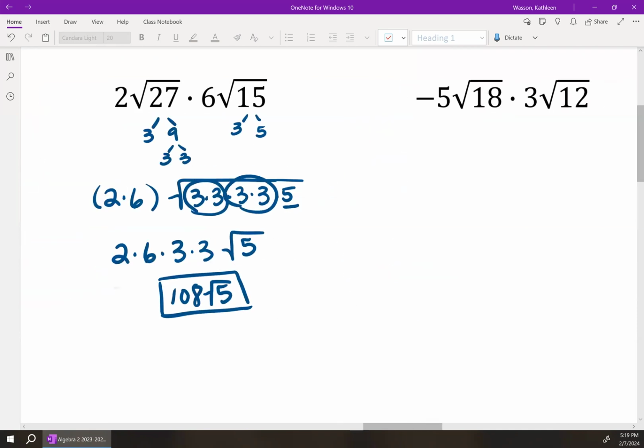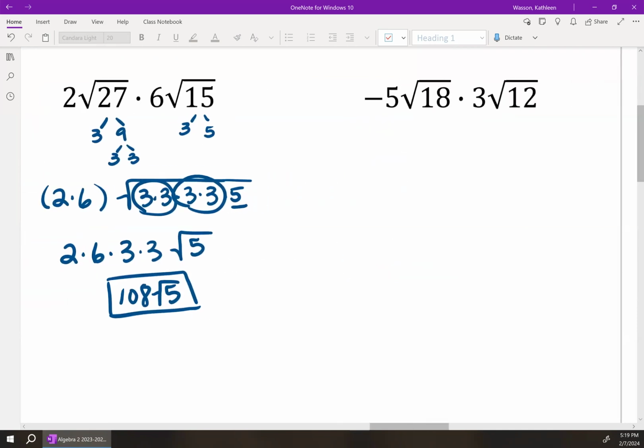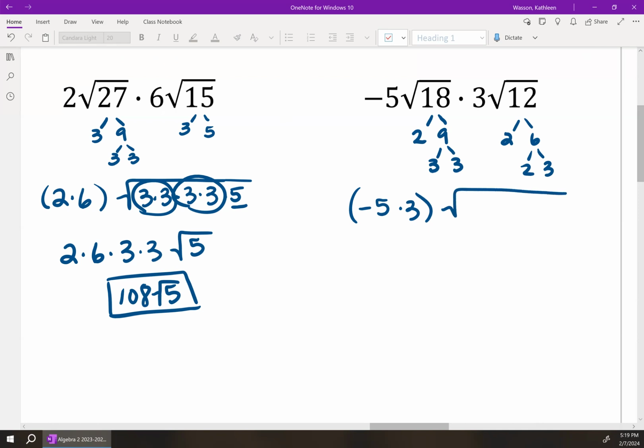This last example, negative 5 square root 18 times 3 square root 12. I can factor these first. 18 is 2 times 9. 9 is 3 times 3. 12 is 2 times 6. 6 is 2 times 3. So I have negative 5 times 3. These are my outside numbers. And in the radical, both are square roots.